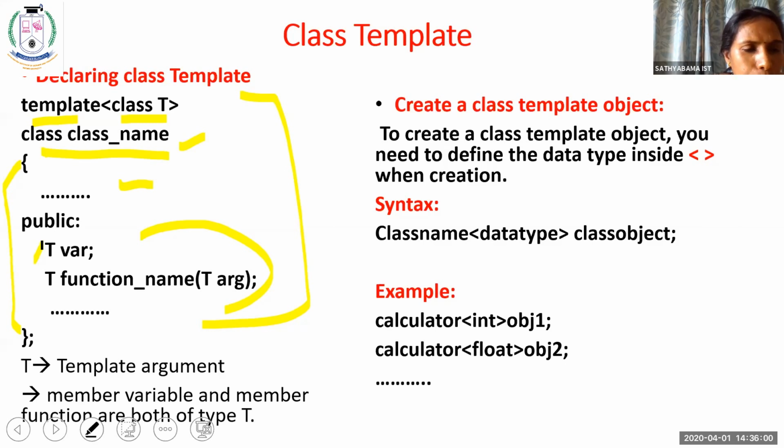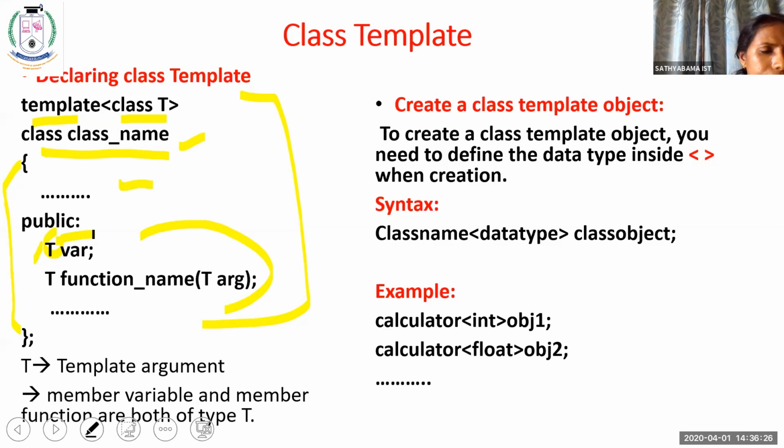We cannot decide at the initial time what type of variable it is. Yes or no? During compilation, if you are using your input variable as an integer, then this T will act as an integer. And if you are using a float as a variable, then this T will act as a float. So this can be decided only during your runtime, correct?